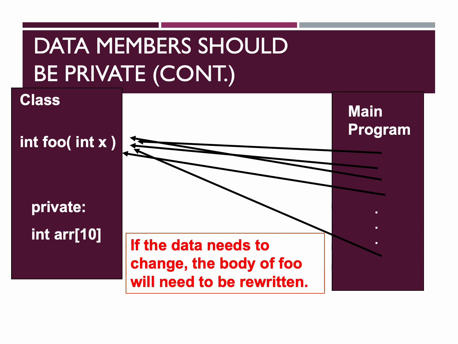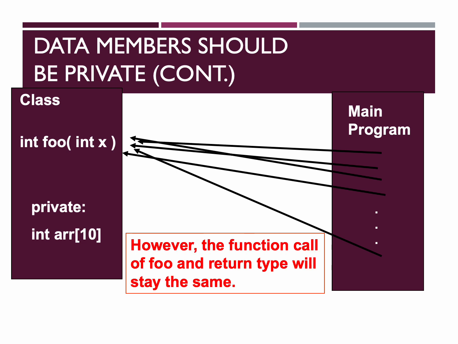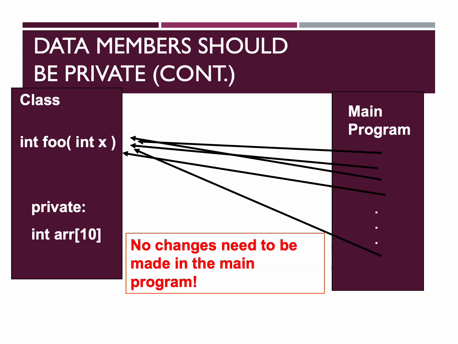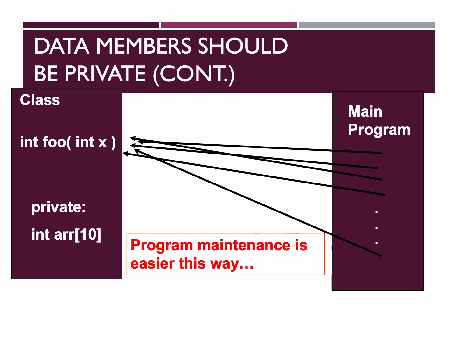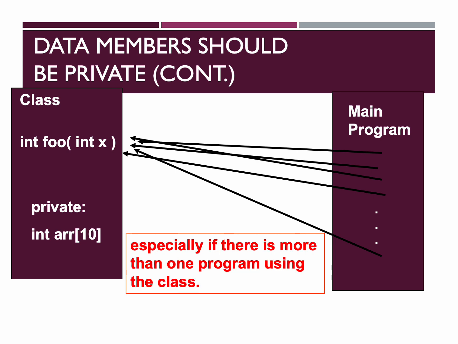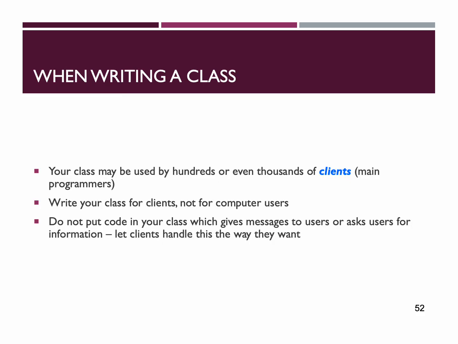If the data needs to change, the body of foo will need to be rewritten. However, the function call of foo and its return type will stay the same. No changes need to be made in the main program. So that's why data members should be private. Program maintenance is easier this way, especially if there is more than one program using the same class. Your class may be accessed by hundreds or even thousands of clients or main programmers.